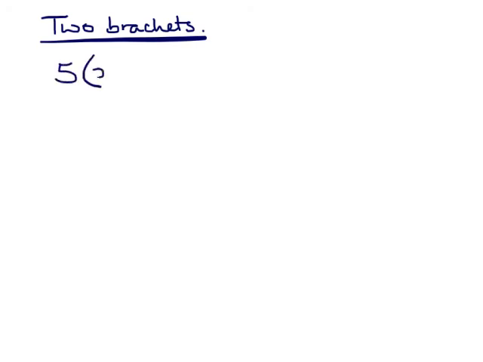The most difficult type of question with brackets is when you have two sets of brackets. It kind of makes sense to do each bracket separately. So if you've got something like this, let's say 5 lots of x plus 3 plus 3 lots of x plus 2, what you're going to do is deal with this bracket first, and then this bracket, and then you'll collect all the terms together.